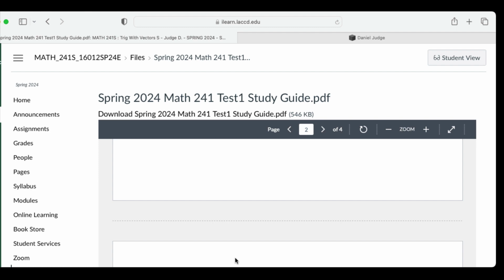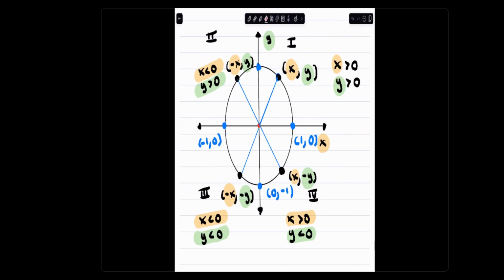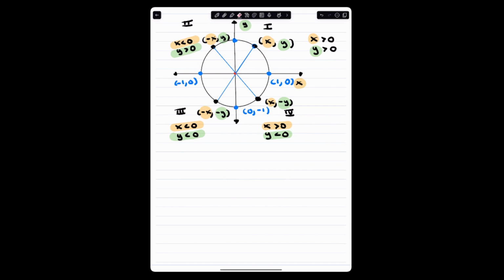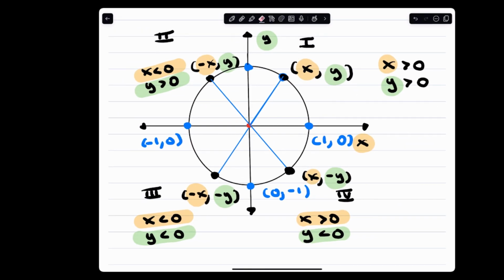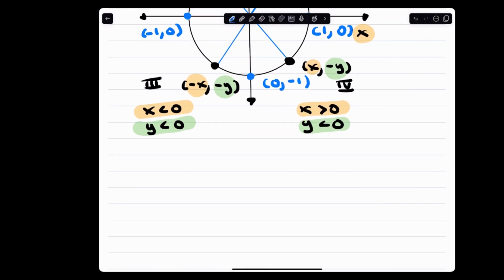And let's take a look at what we'll need to know for that test as well. Okay, so you do have your study guide. It's online for you. And ladies and gentlemen, there we go. Okay, now what I want to work on today is very similar to what you already have.